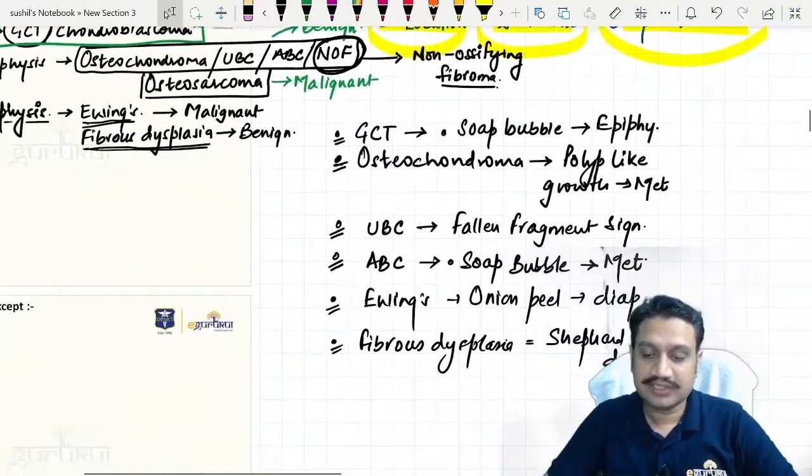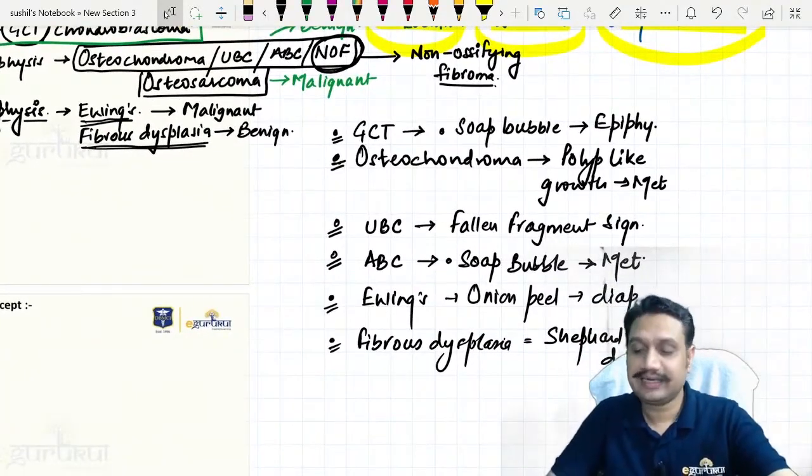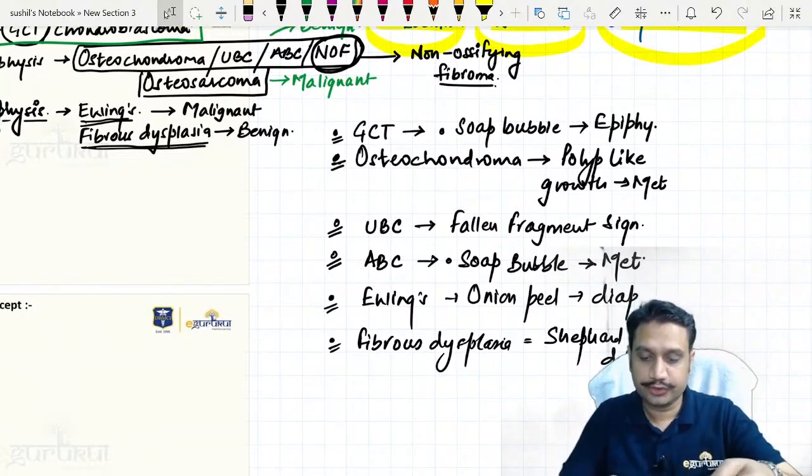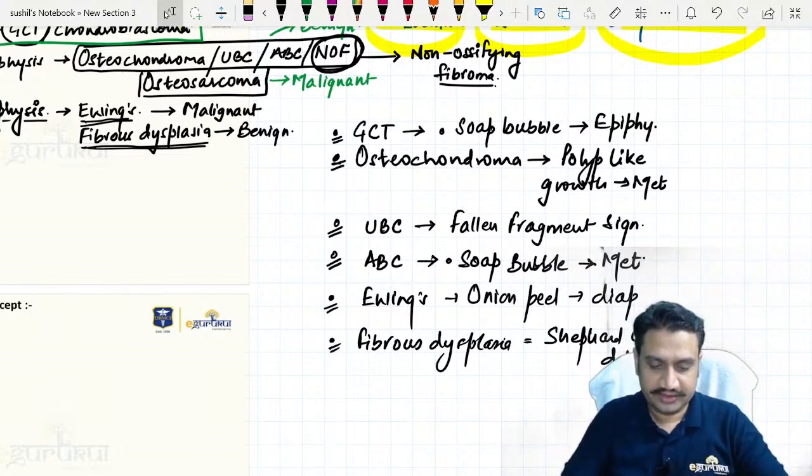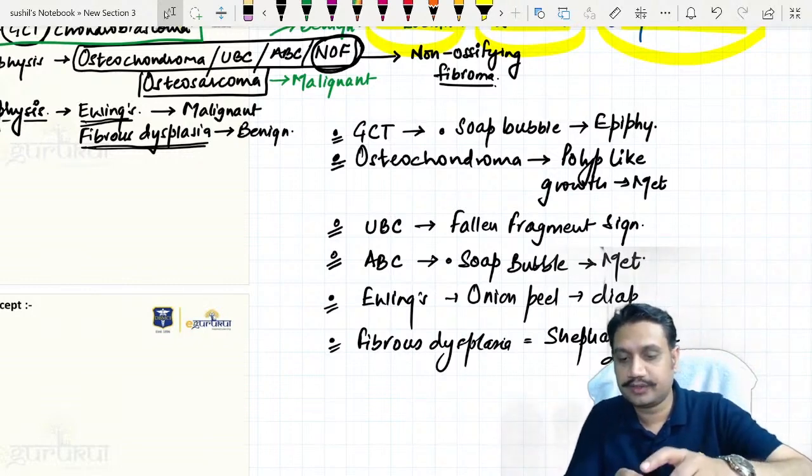Okay. I'll put this in your group. Don't worry. I'll take a click and I'll put this in your group. And then I'll show you how these things look like. Yes, very good. Shepherd crook. I'll take a picture and I'll put it over there.